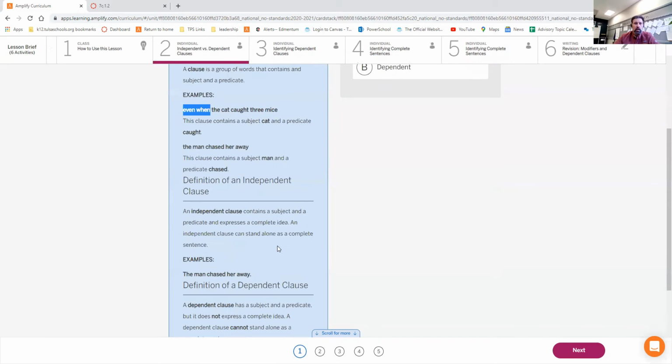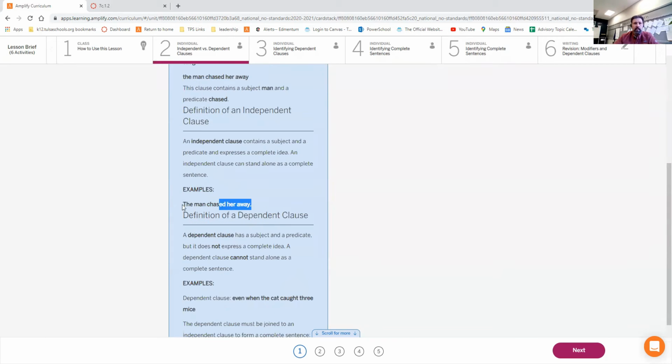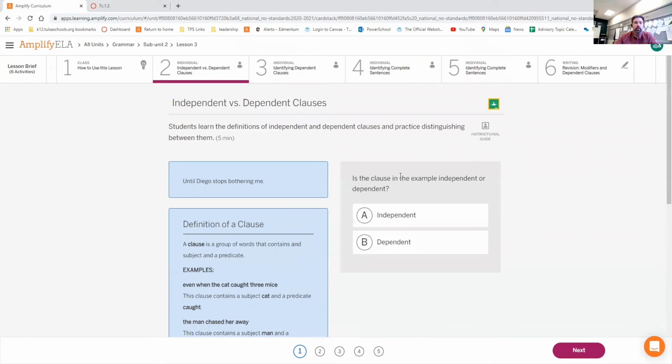An independent clause is just the thing by itself. The man chased her away. It doesn't need anything. But again, when we add even when or because or with or who, now it leans on something else. And so our first simple sentence there is until Diego stops bothering me. See, if it said Diego stops bothering me, that's fine. But because it says until, we have to have something before it. So this is a dependent clause.